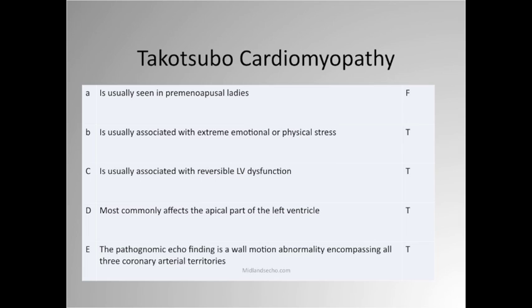And remembering that the apical lateral is circumflex and the apical inferior is right coronary, and the others are usually LAD. You can see that this involves, on an echo, all four of these segments, so you can be sure it's multi-coronary territory. If it's not multi-coronary territory, it's much more likely to be a myocardial infarction or myocardial stunning from transient coronary artery occlusion.